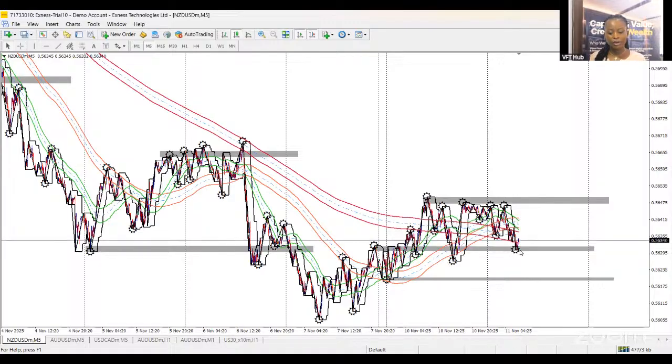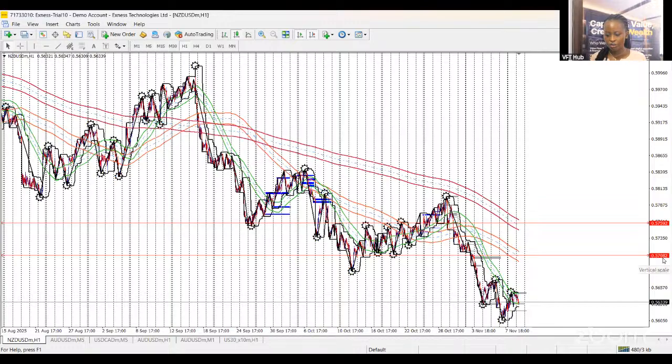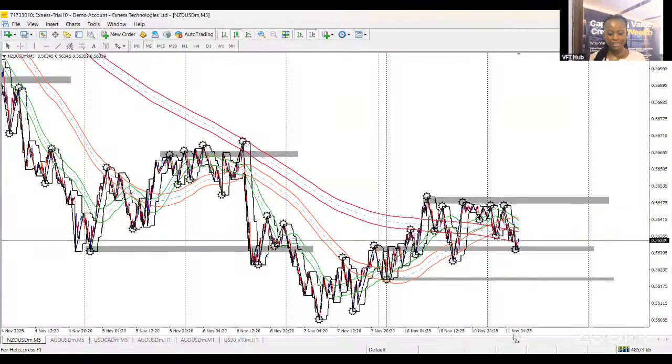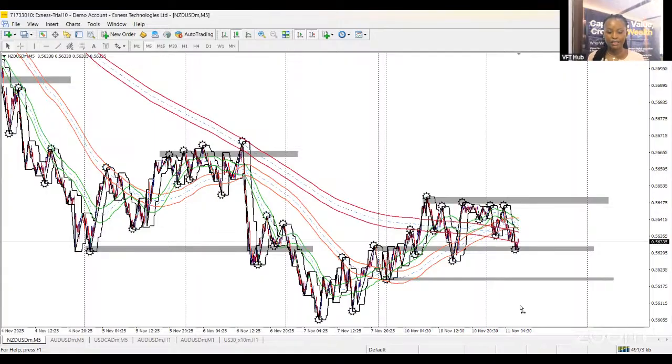So what did I say I was looking for? I'm looking to see if price is going to continue buying into this zone, 0.57082. And if price does not buy into this zone, I want to see a break below these levels on the M5 for me to now say, okay, it looks like this sell has resumed.